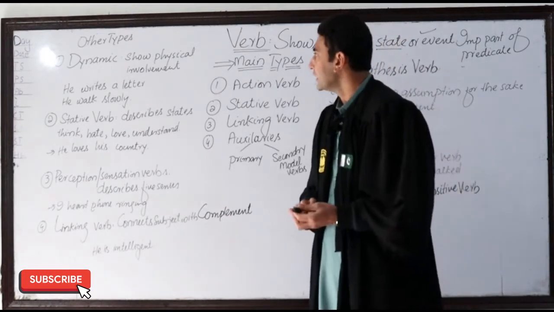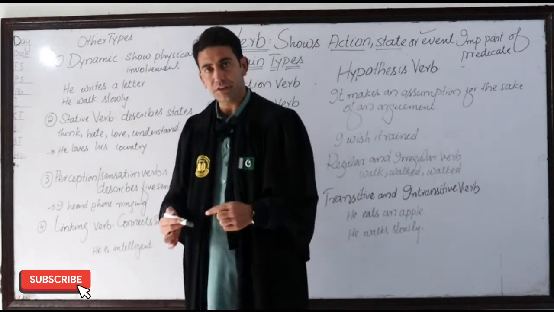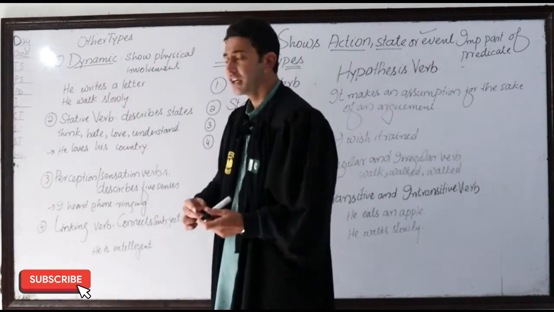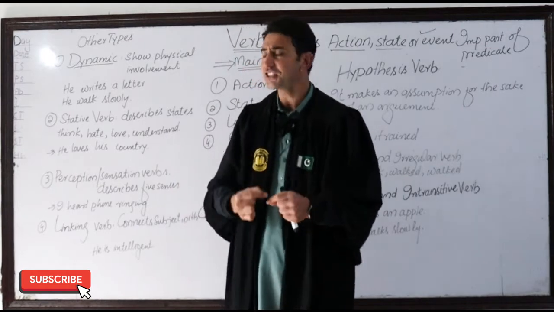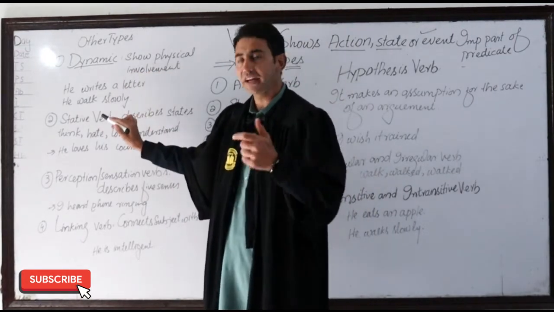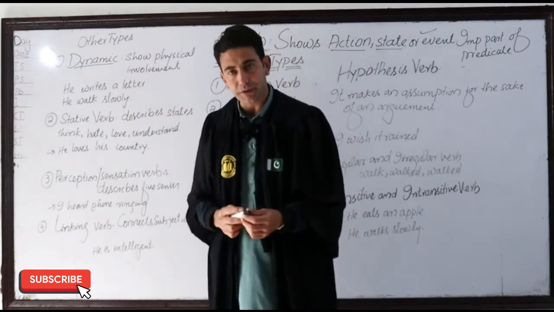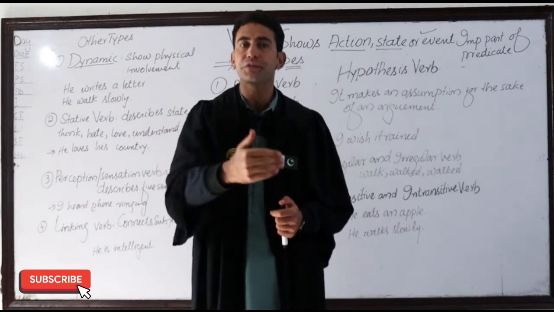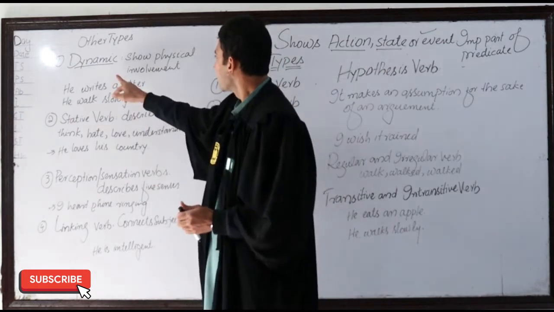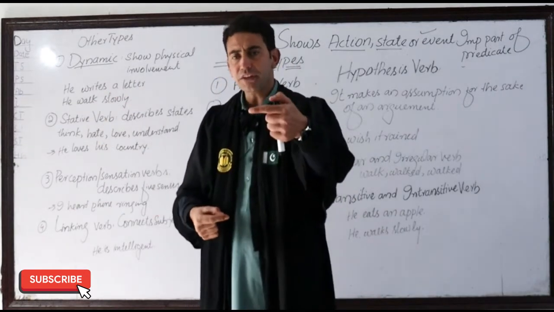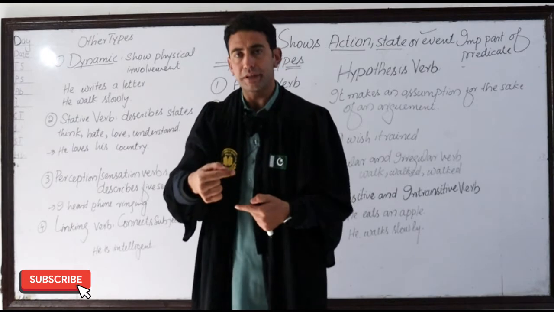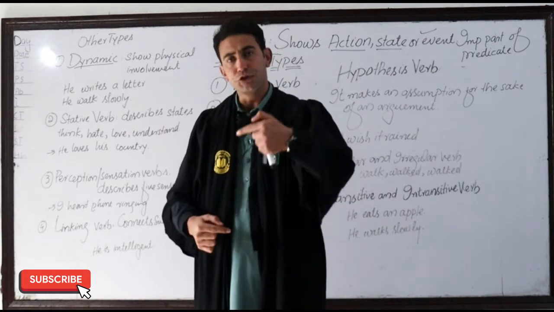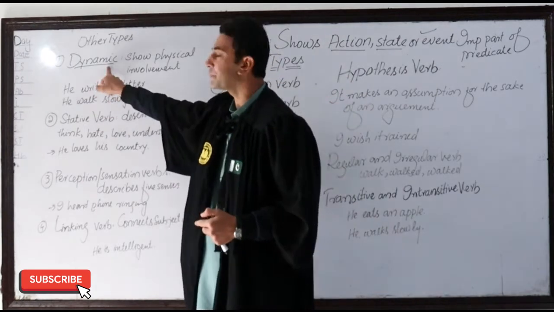Now, let us discuss some other types of verb. So, we have dynamic verb. Let us discuss the function of dynamic verb. When we talk about the dynamic verb, it shows physical involvement. It describes that type of action in which the subject is physically involved in an activity. Whenever a subject is physically involved in an action or an activity, the verb used in that case will be a dynamic verb.